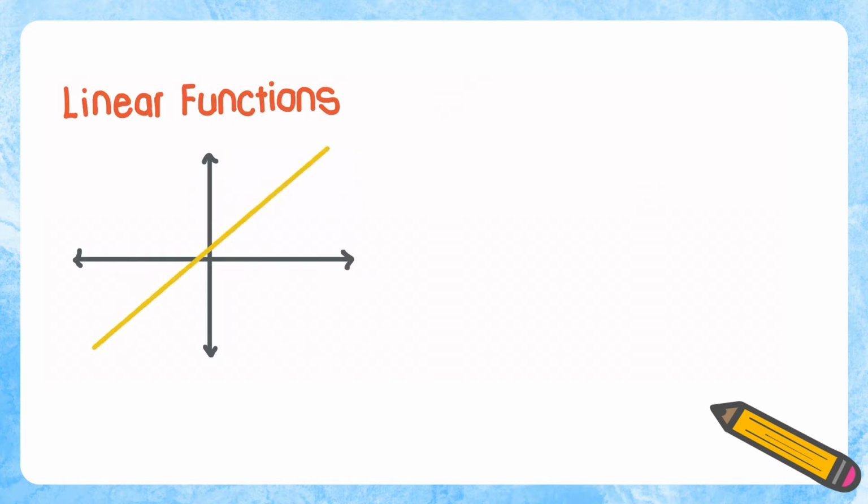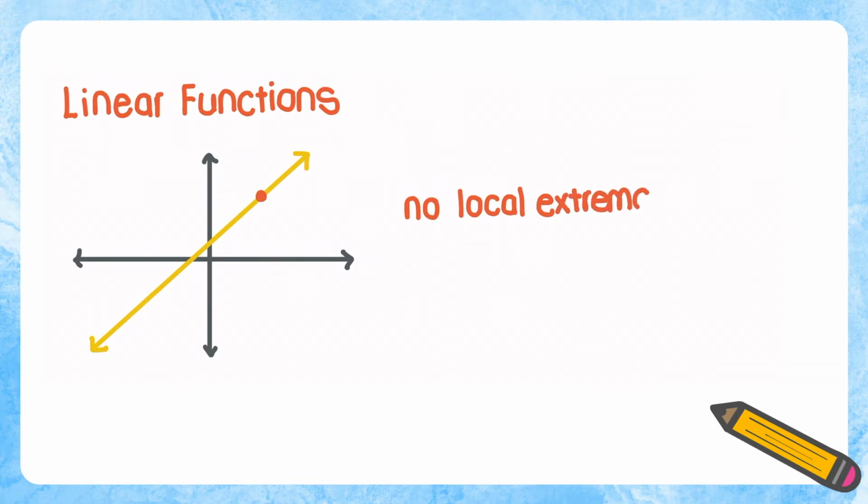So let's take a look at different kinds of functions. So let's first focus on linear functions. So let me just sketch out a line. And then you can choose any point on this line. Let's see, I'll choose here. Notice how for linear functions, there is no local extrema, because no matter what point you choose, there's always a point that's slightly higher than it or slightly lower than it, so there's no local maximum or minimum.